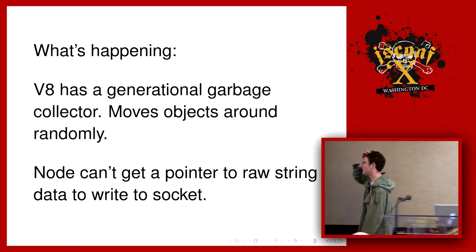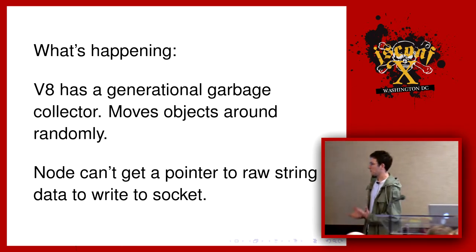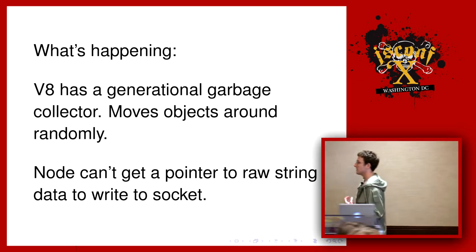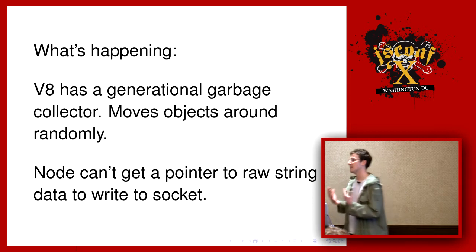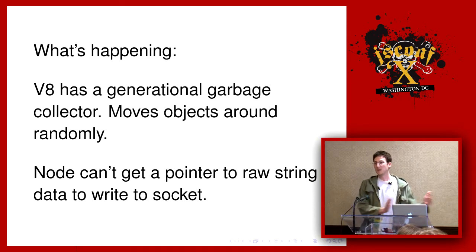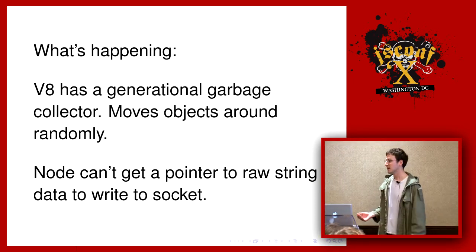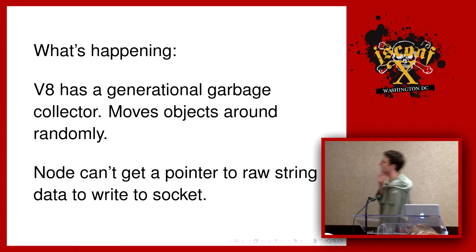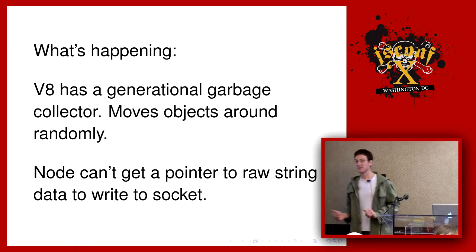So what's actually happening here? Well, V8, the virtual machine that Node runs on, is very complicated, and has this generational garbage collector. So it moves data around inside of its own heap. And so V8 won't actually give you a pointer to the data, like the actual data of a string. You have to copy the data out of V8 into your own heap outside of the V8 heap, and then you can write it to the socket. So every time Node writes something to a socket, it copies it out of V8 and then copies it to the socket. So I think in the other web servers, they can take strings and write them directly to the socket.